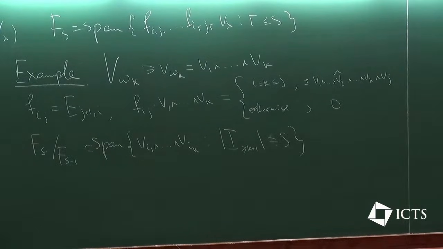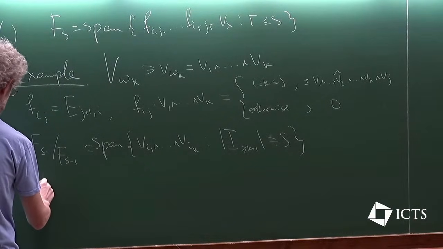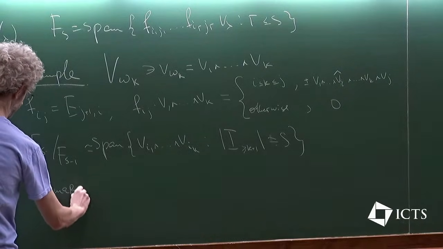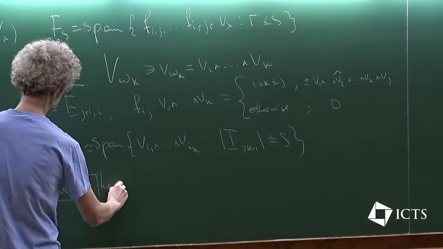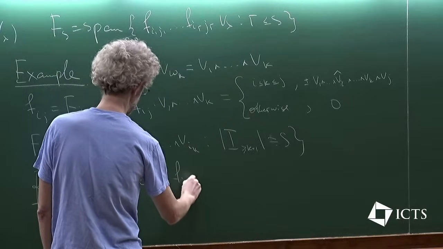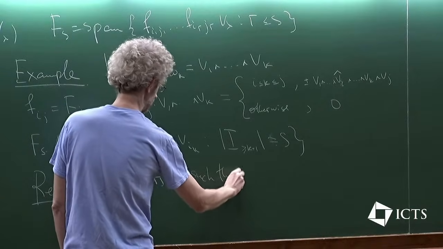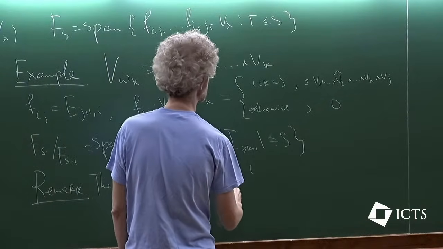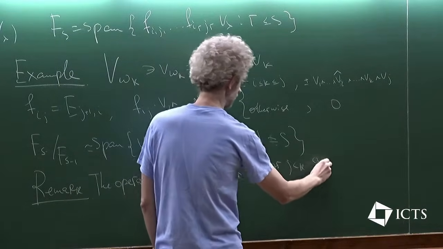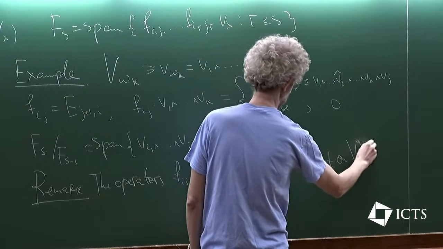And what is important is that this implies, let me write it as a remark, that the operators f_ij such that i is greater than k or j is less than k act on V_lambda^a by 0.